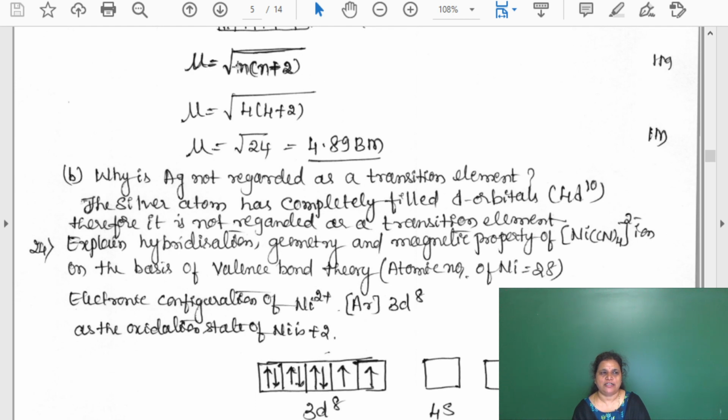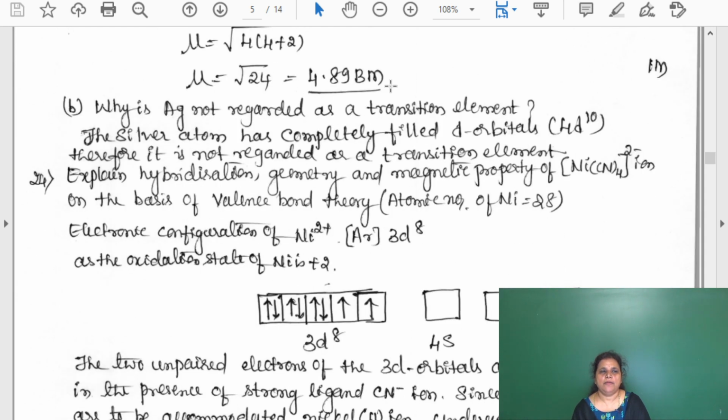Writing the formula carries 1 mark, and writing the value of n equal to 4 carries 1 mark. And substitute and simplify, you will get root 24, that is 4.89 BM, Bohr magneton. If you forget to write this unit, you won't get the marks. Along with the value, you have to write BM, that is Bohr magneton, the unit of magnetic moment, and that carries 1 mark.